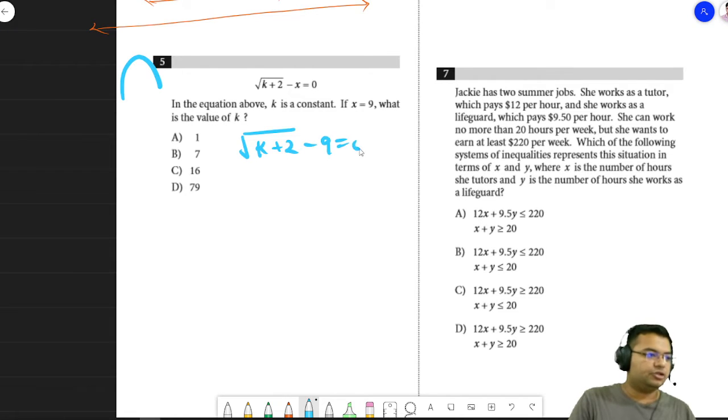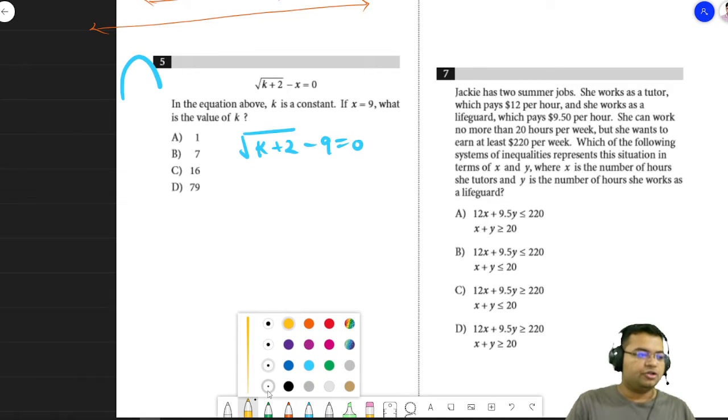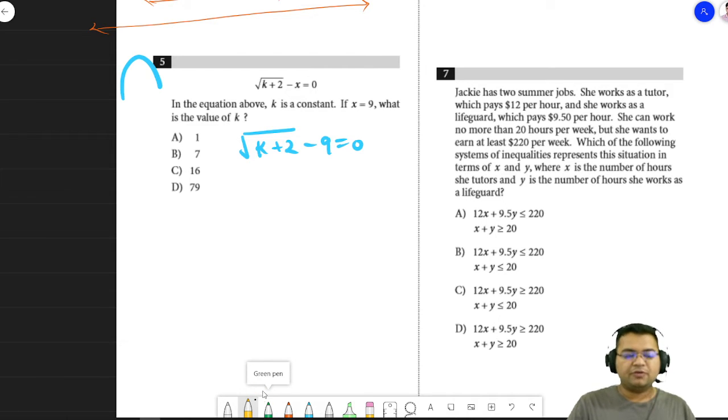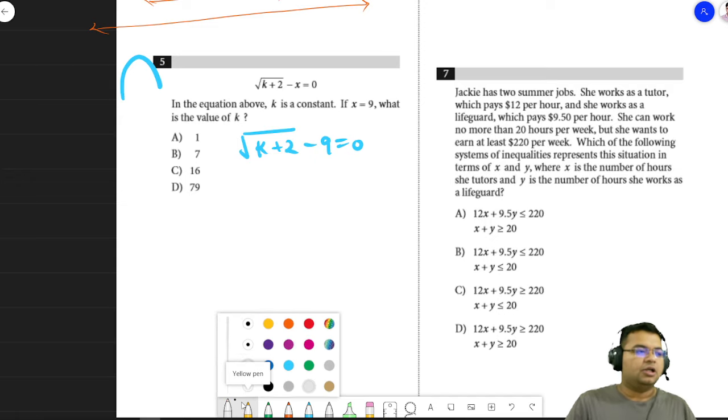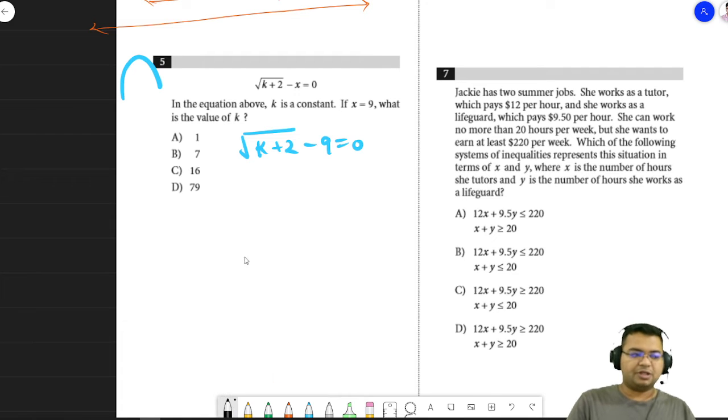minus 9 equals 0. Now I have to solve this. If you want to remove a root, what you need to do is square it. But here, if I square this equation, then there will be a term of root available if I square it right away.